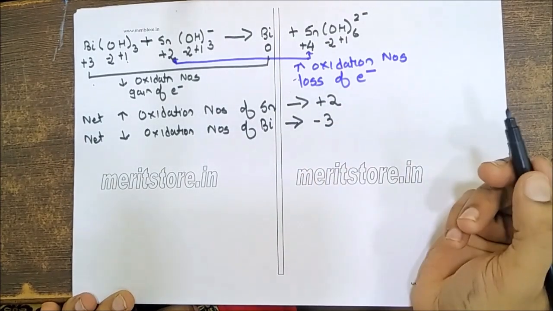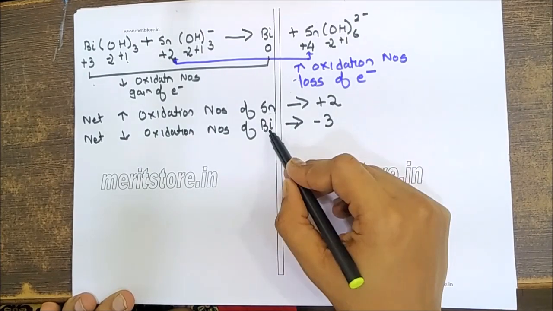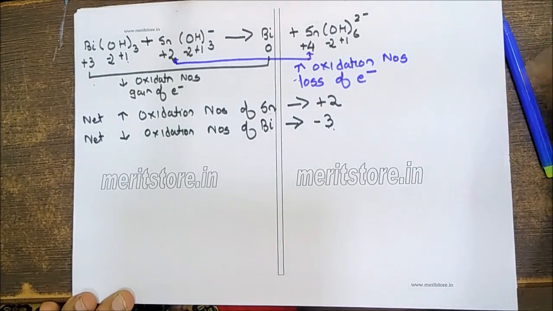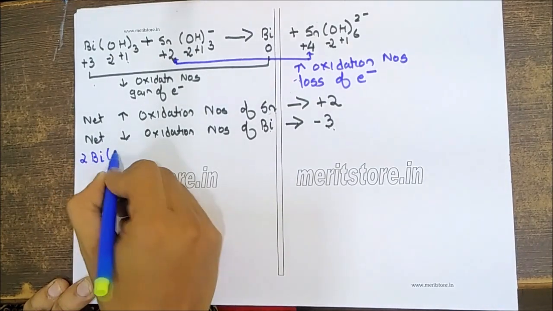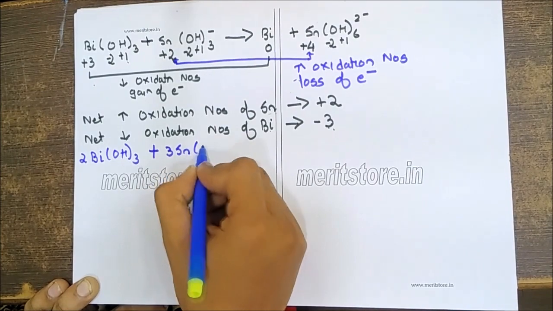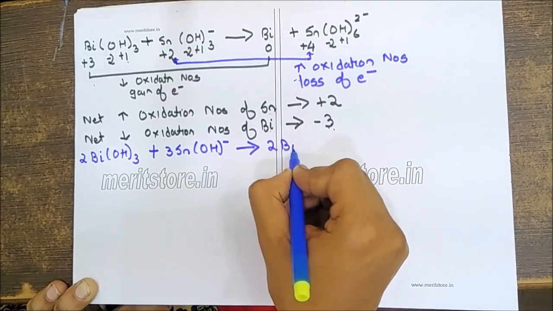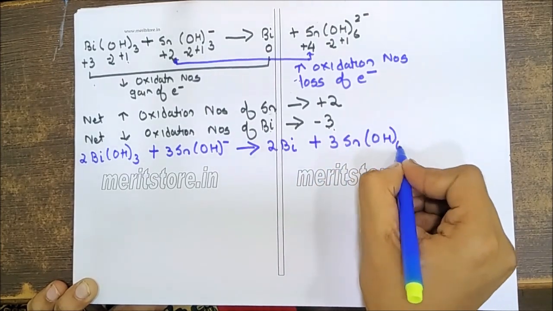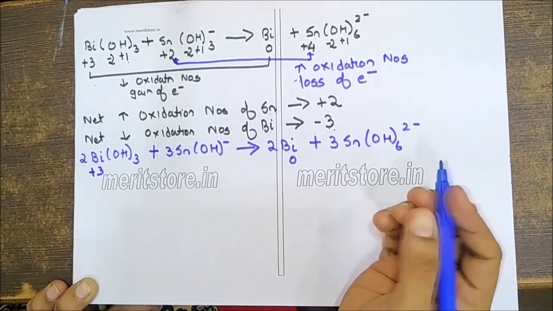Now we have to make this net increase or decrease same. So for 3 and 2 to make it same, Sn we are going to multiply by 3 and Bi we are going to multiply by 2. So this reaction would become 2Bi(OH)3, and Sn I am multiplying by 3, so 3Sn(OH)4 raised to minus 1. I am only writing the oxidation number of those atoms which have undergone change.